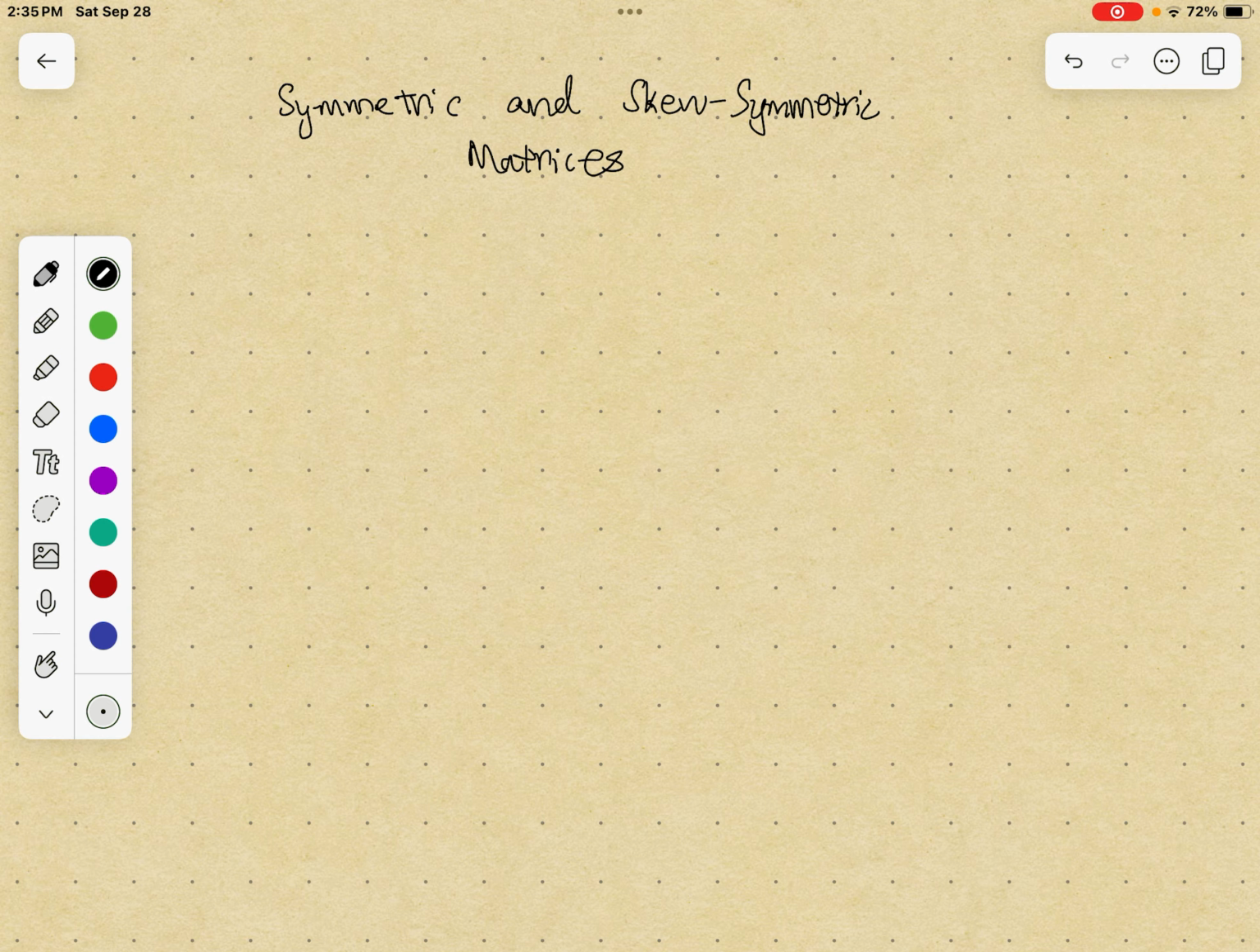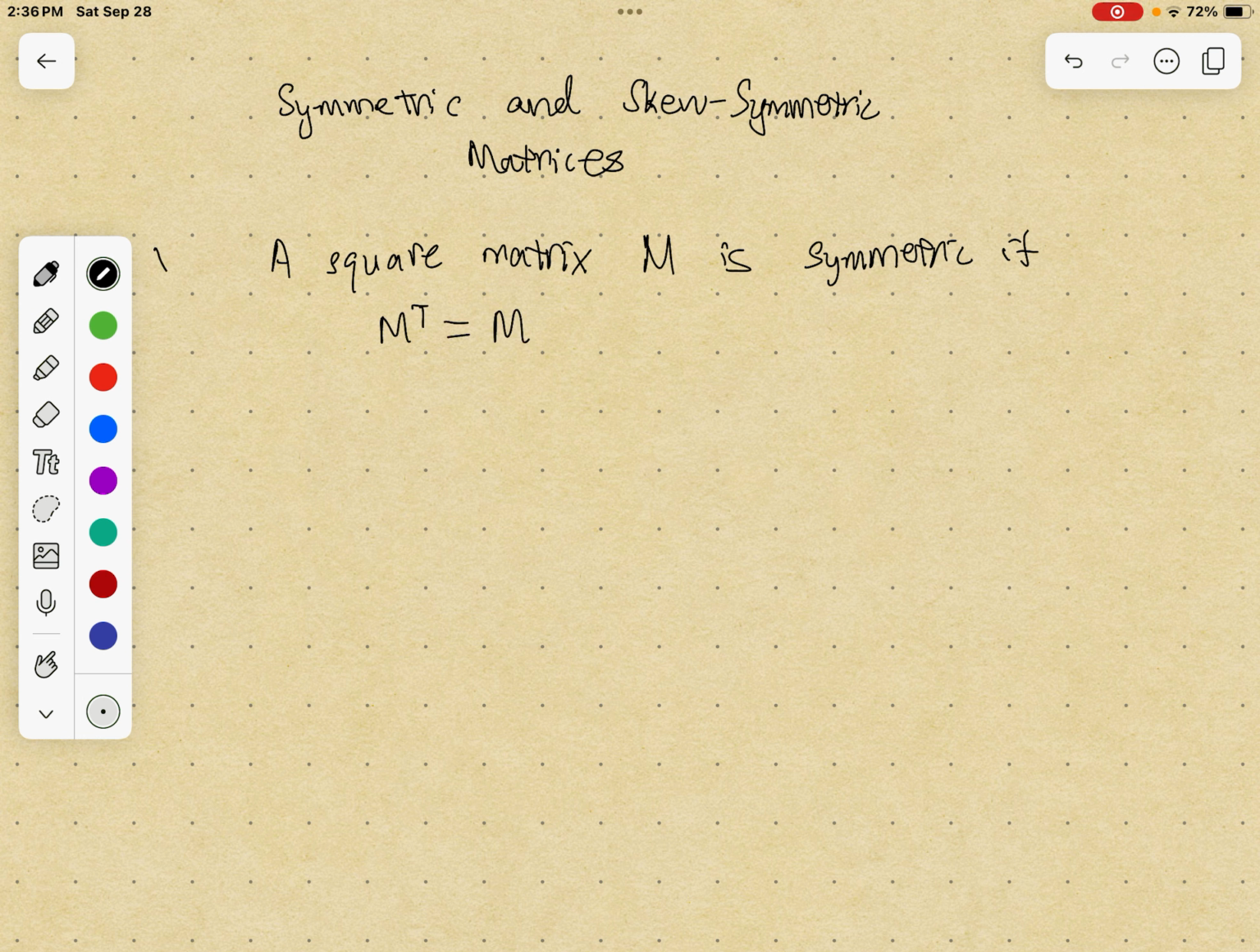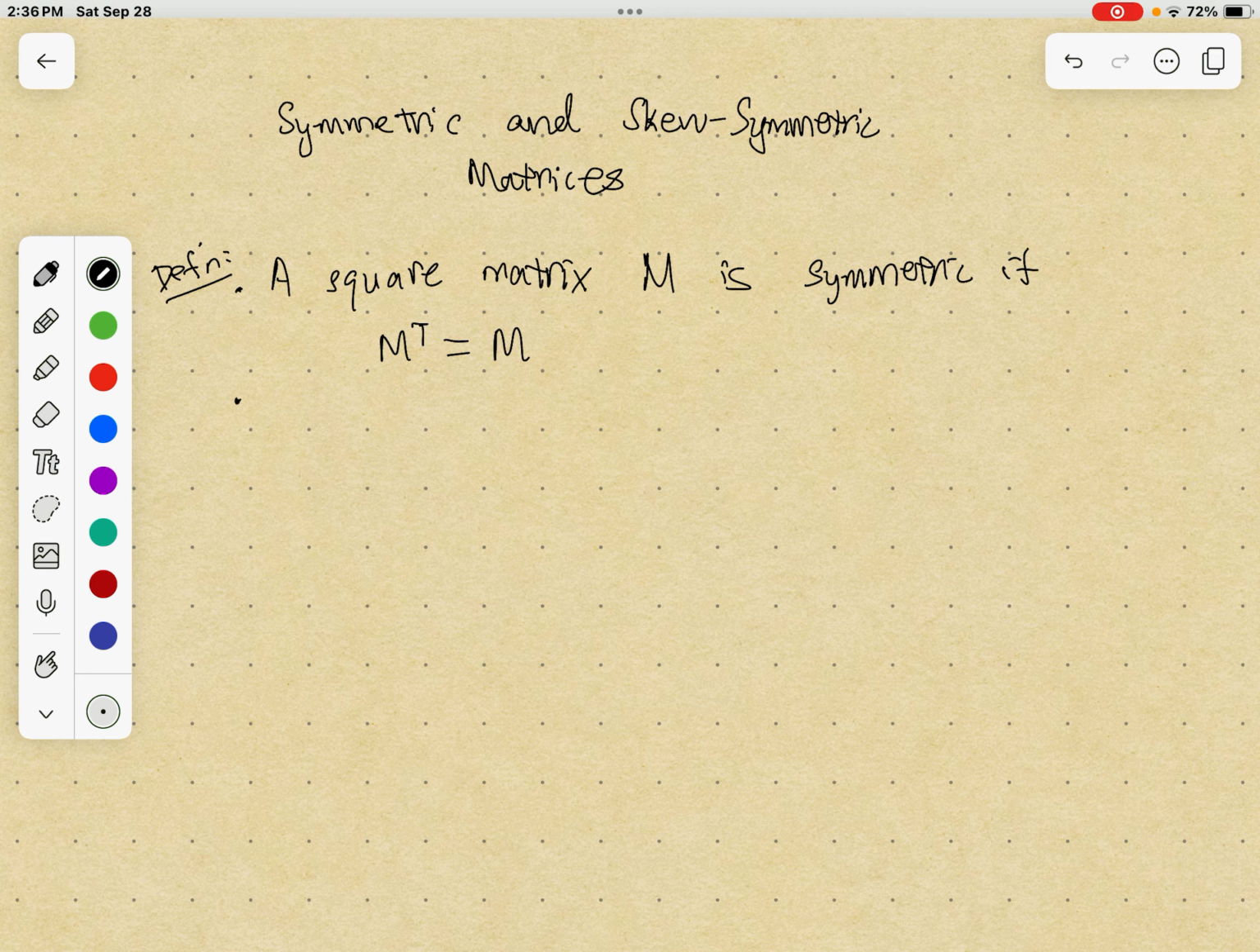Okay, in this video I will say a little bit about symmetric and skew-symmetric matrices. And this is about square matrices. A square matrix M is symmetric if its transpose is equal to itself. That's the first definition, symmetric matrix.